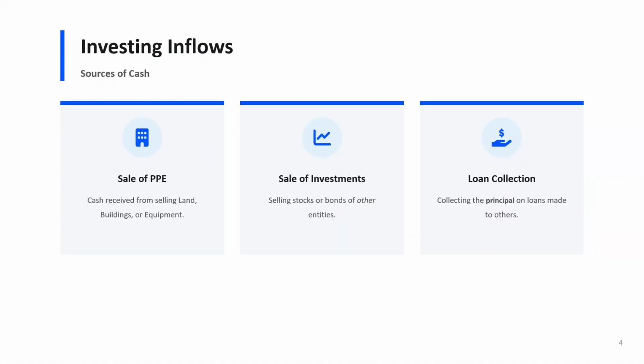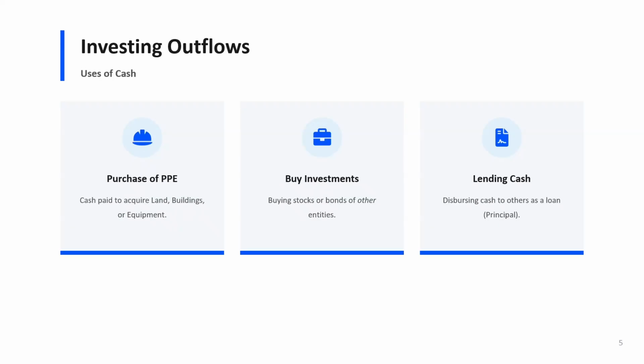These are the sources of cash that come from long-term asset transactions. When a company sells land, buildings, or equipment, that's cash that comes in here. Similarly, selling investments in other entities like stocks or bonds generates an investing inflow. And when a company collects the principal on loans it made to others, that's also an investing inflow. Now let's explore the cash outflows related to investing.